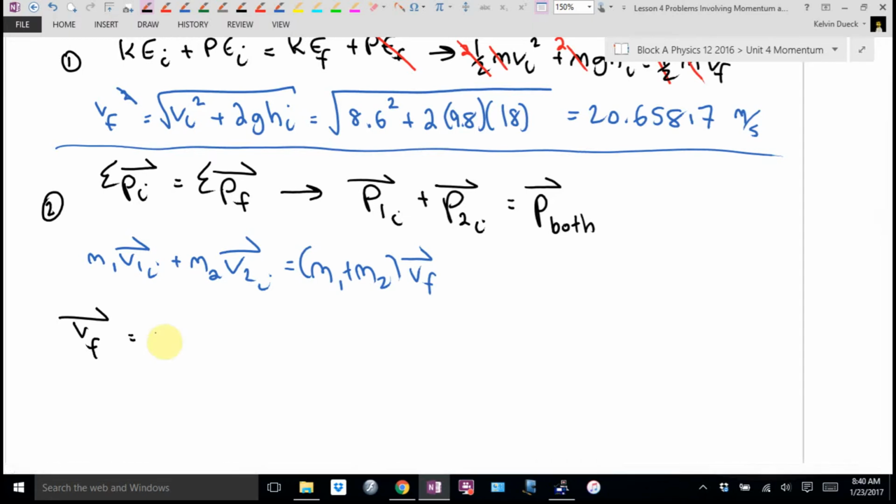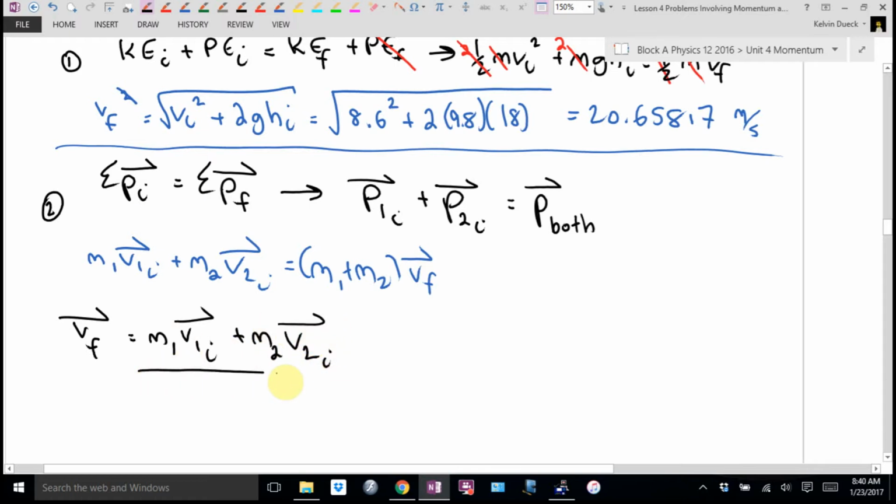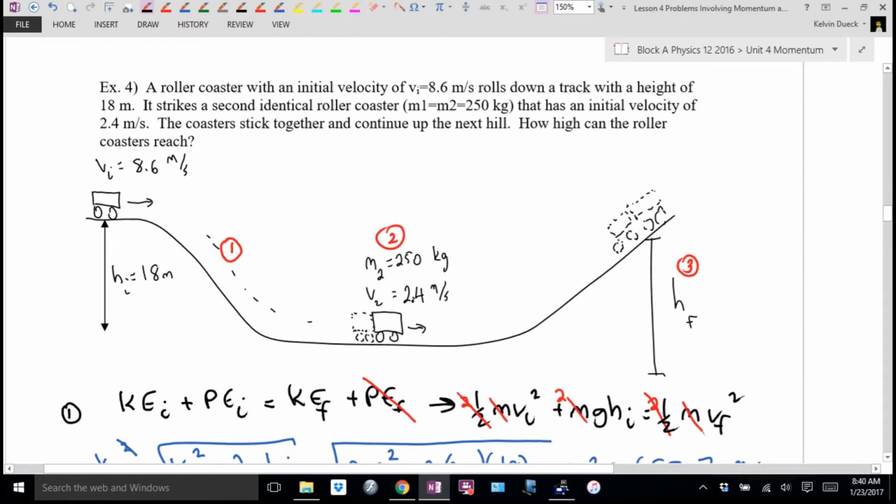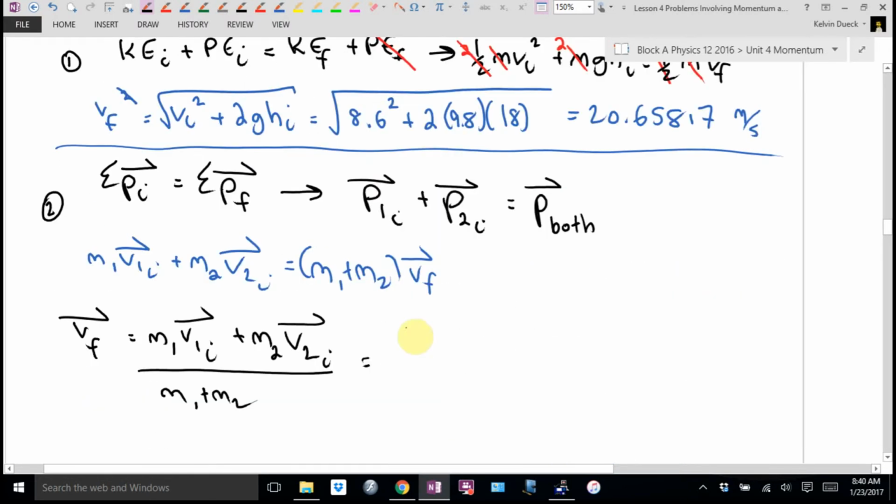It's going to be divide by both masses, so it's going to be M1 V1 initial, M2 V2 initial, divided by M1 plus M2. Did I say both cars were the same mass? I can't remember. Yeah. Identical cars, so M1 equals M2 equals 250. Okay. So 250. What's V1 initial? 8.6?